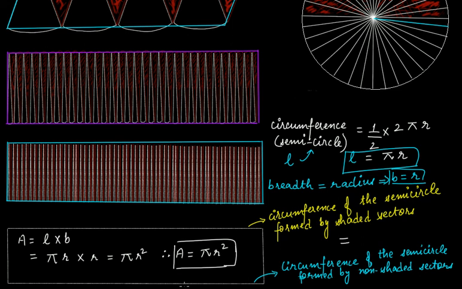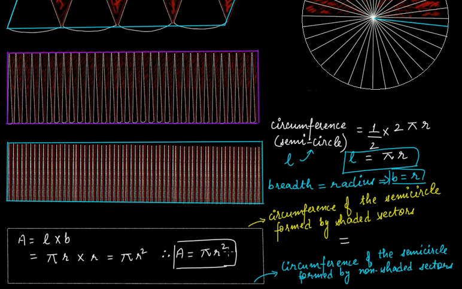Now this length will be the circumference of the semicircle, and this breadth will be the radius. And as we know, the area of a rectangle is given by length times breadth. Therefore, this becomes pi r times r, and that becomes pi r square. The area of a circle is given by pi r square, where r is the radius.